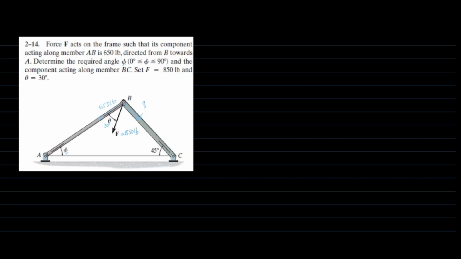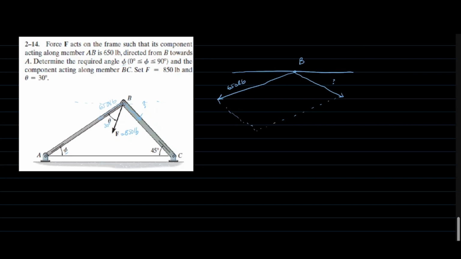Now I'm going to draw this out so we can have a clear understanding of what we're working with. It's going to be an imaginary horizontal line. From point B, I'm going to draw out 650 pounds, and the unknown length of line here. I'm going to simply join this in a parallelogram, and this is going to be the first resultant F. This angle is known, 30 degrees. Now there's a horizontal line cutting from A to C, so I'm going to draw that out. This is going to be 45 degrees.